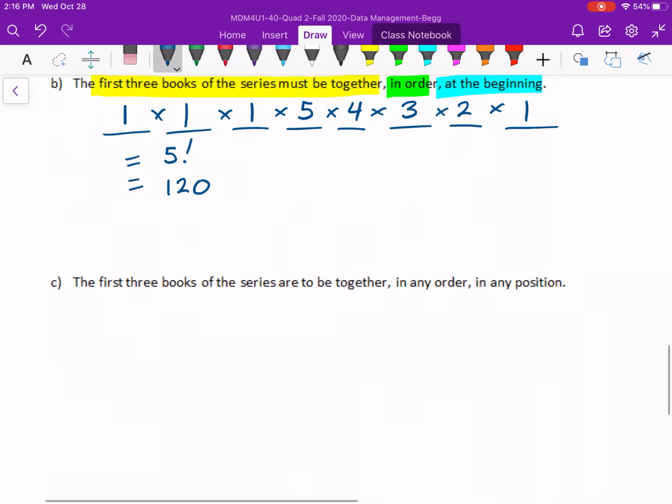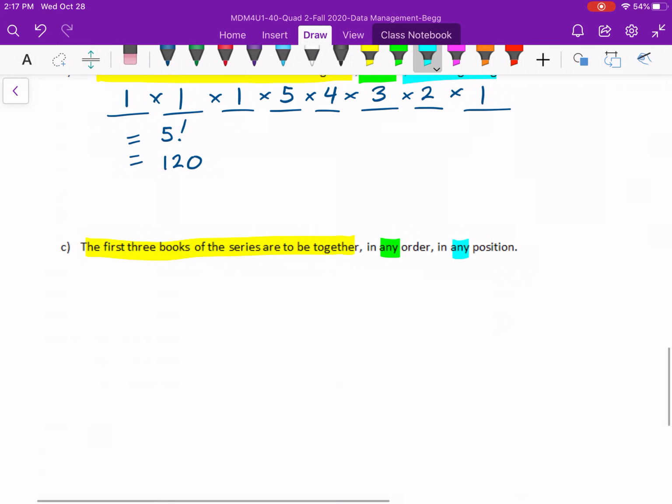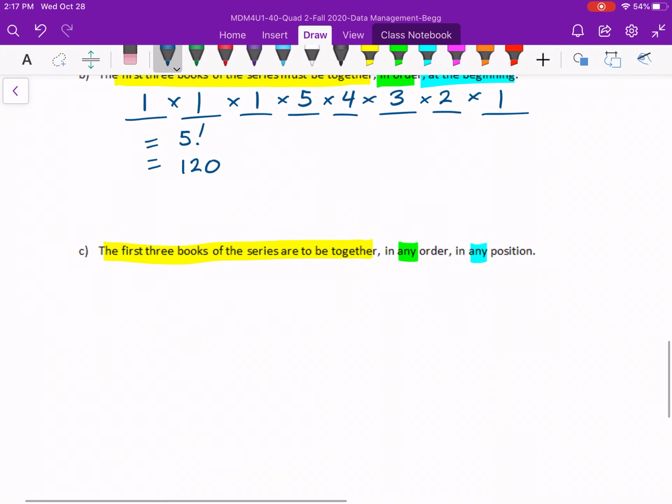The first 3 books in this series are to be together. Okay, we've already seen that. In any order. Now that's a little different. And in any position. That's also different. All right. Can't really draw this one out quite as definitively as I can in the previous example, but I can still draw a diagram to help me think it through.